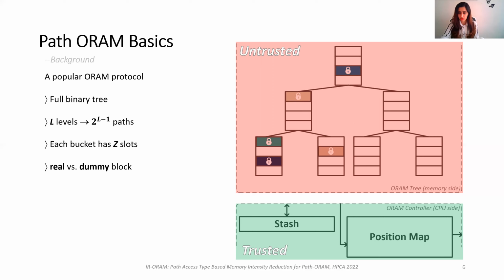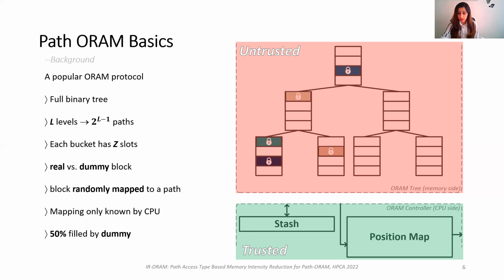Real blocks are actually the user data. Each real block is randomly mapped to a path after each time it is accessed, and the mapping is only known by the CPU in the trusted base. 50% of the tree is always filled by dummy blocks to ensure the protocol doesn't fail, because the mapping process is random and ORAM needs to make sure there's always enough room on any path a block is mapped to.